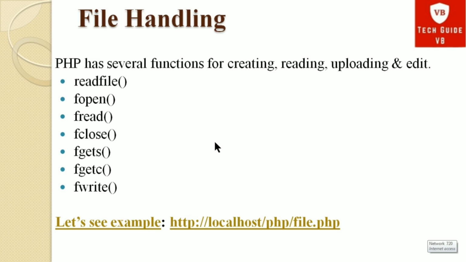PHP open file, that is fopen. A better method to open a file is with the fopen function. This function gives you more options than the readfile function. The first parameter of fopen contains the name of the file to be opened, and the second parameter specifies in which mode the file should be opened. The fread function reads from an open file. The first parameter of fread contains the name of the file to read from, and the second parameter specifies the maximum number of bytes to read.